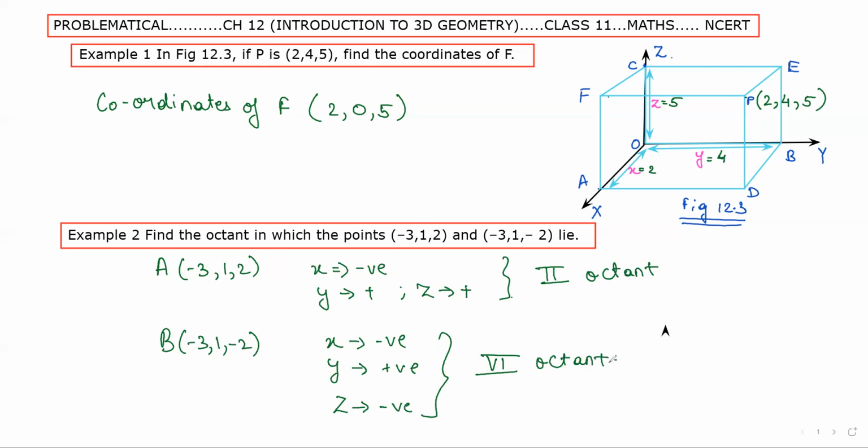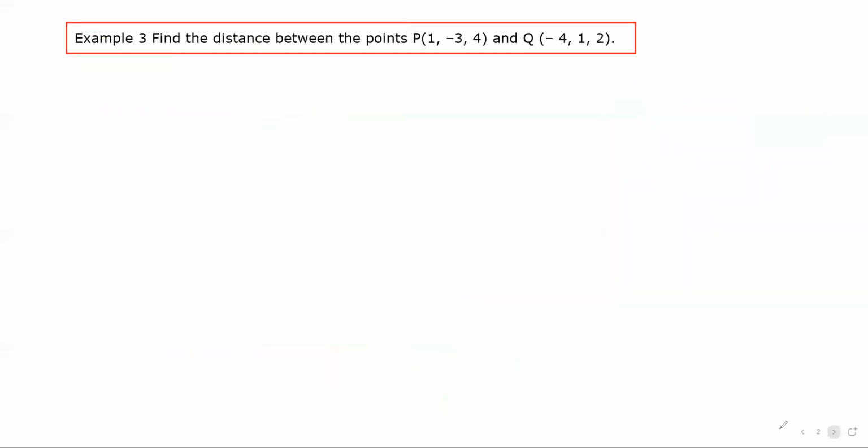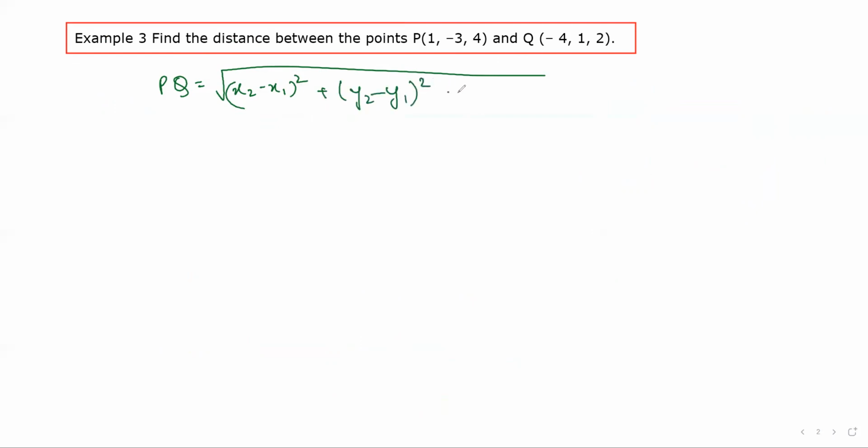Next, find the distance between points P and Q. The coordinates of points P and Q are given. So we will apply the distance formula over here. PQ is equal to root of (x2 minus x1) whole square plus (y2 minus y1) whole square plus (z2 minus z1) whole square.